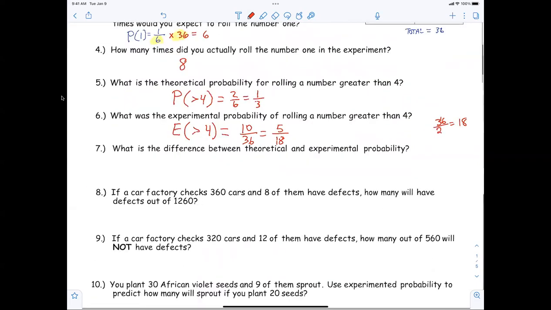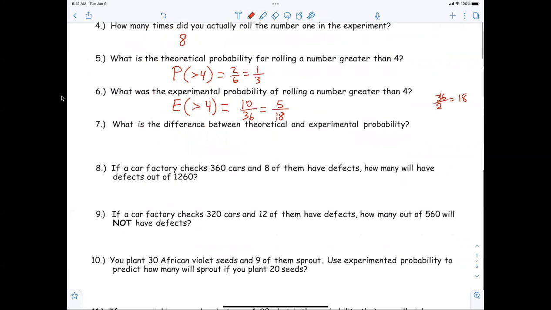Now it says, what is the difference between theoretical and experimental? Right here, they're just asking you, the theoretical was 1/3 minus the experimental, which was 5 out of 18.